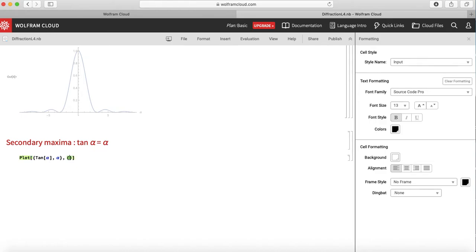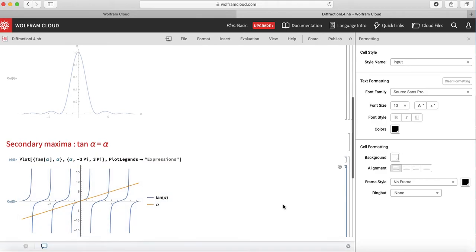Okay, now I need to specify the range of alpha, comma. Again I would like to take minus 3 pi to 3 pi. Okay, also, because there are two functions on the same graph, I would like to label them with plot legends, expressions. Okay, and that's all. So now let us run this, shift enter.